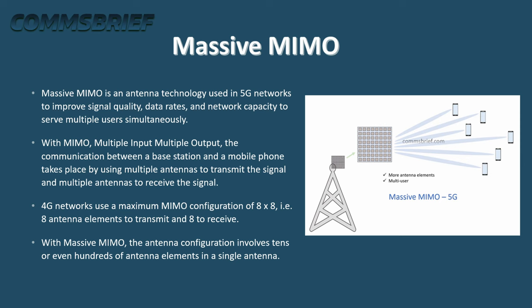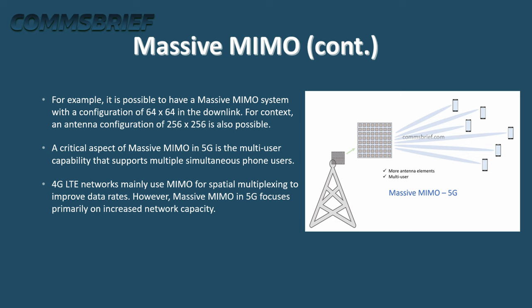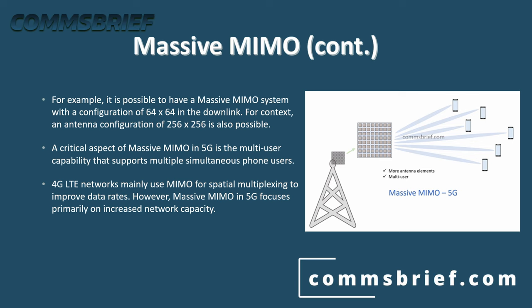With massive MIMO, the antenna configuration involves tens or even hundreds of antenna elements in one single antenna panel. For example, it is possible to have a massive MIMO system with a configuration of 64x64 in the downlink. Downlink is the communication from the base station to the mobile phone. Just for context, an antenna configuration of 256x256 is also possible.